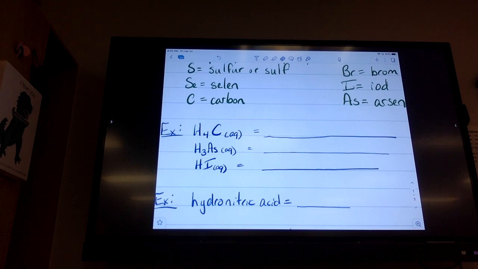Okay, so H4C, it's binary. You know it's binary because it's only got 2 elements. So if it's binary, it starts with hydro. Then you use the stem for C, carbon. You add ic to the end. And then always tell me it's acid.